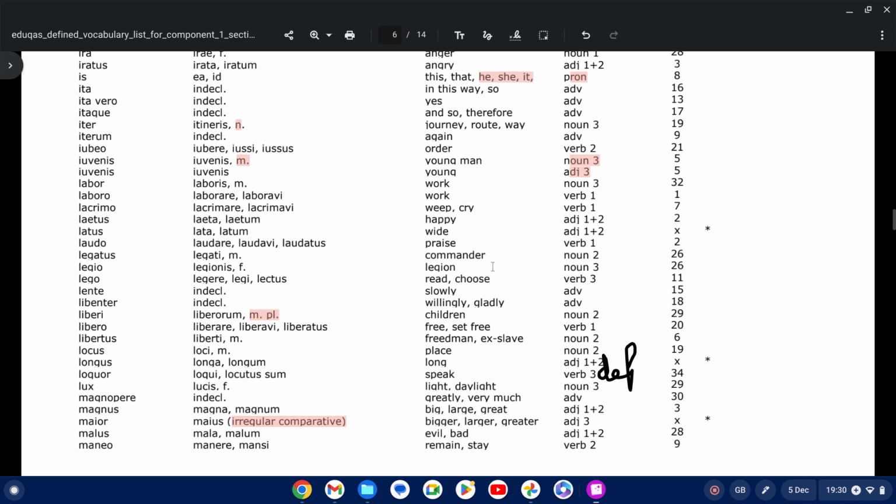Okay, next we have two related words: libero, liberare, liberavi, liberatus, which is a verb meaning free or set free, and libertus, which means freed man or ex-slave. The adjective liber as well means free. English words like liberate are related to this, so it's all quite easy. Next we've got locus, loci, simple second declension noun. That's masculine. It means place, and again we have lots of words in English related to this.